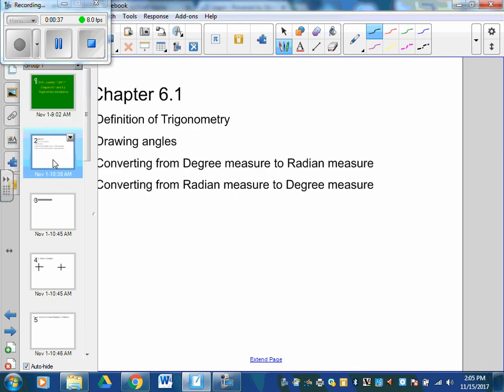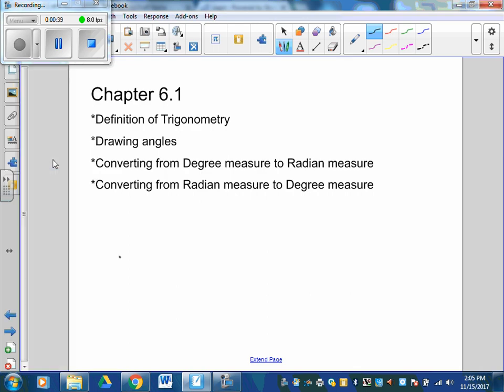In chapter 6.1, these four things are pretty much important and pretty much the things that are going to be on the test. I wanted to go over just kind of a definition of trigonometry, so you understand why we're doing this. In trig, you do have 6 trig functions, and we are going to go over what those are. You probably have already heard of them or seen them on the calculator.